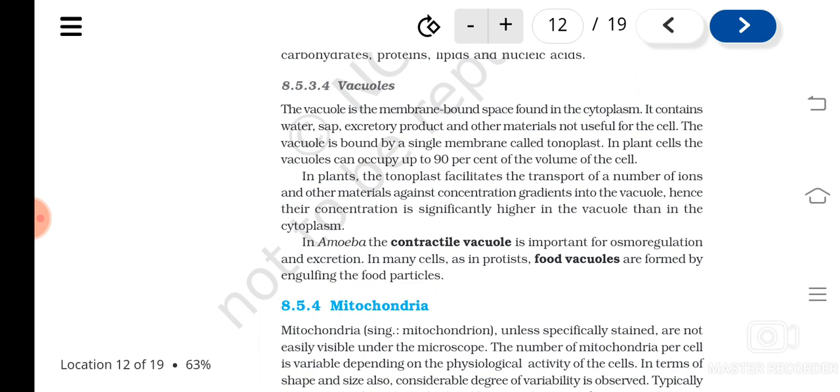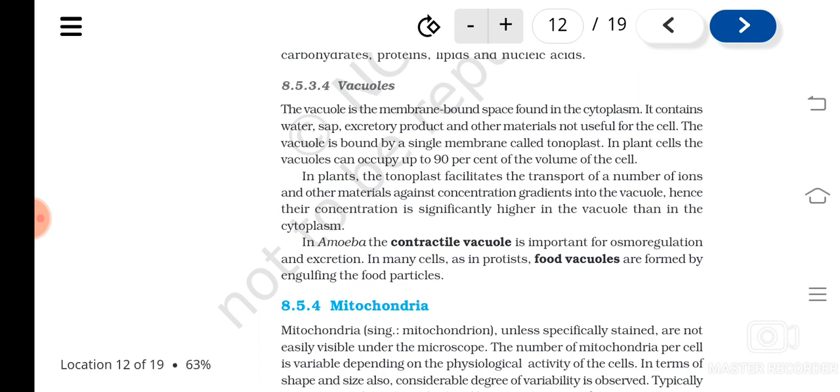So in amoeba there are contractile vacuoles which help with osmoregulation and excretion. And there are cells with food vacuoles. They are formed by engulfing food particles. When food is engulfed into the cytoplasm, they are seen as food vacuoles. So about vacuoles you understood now.